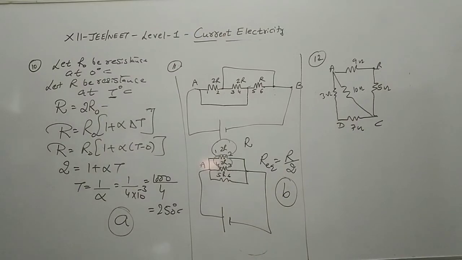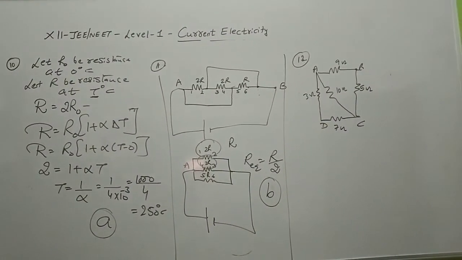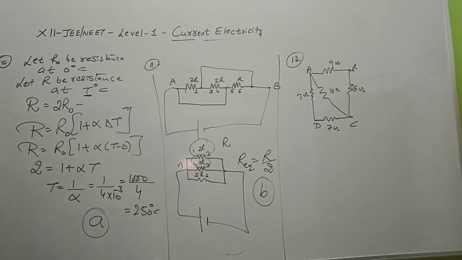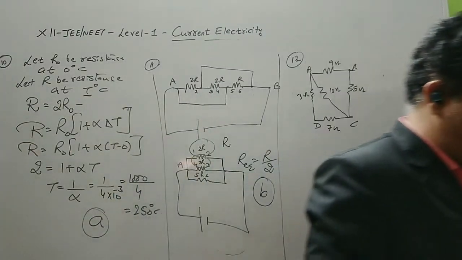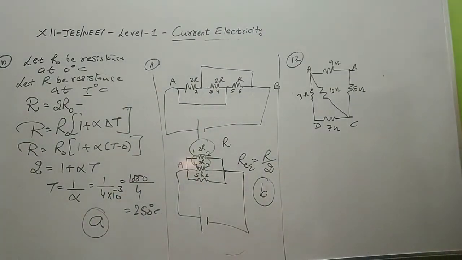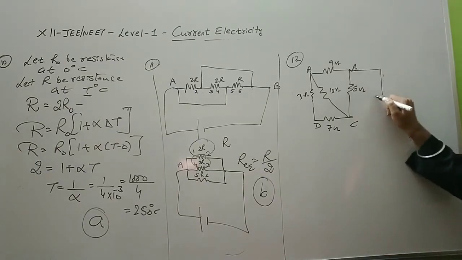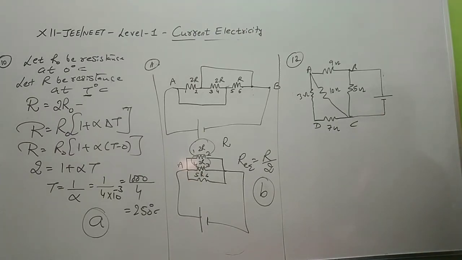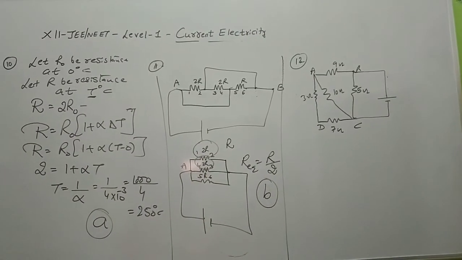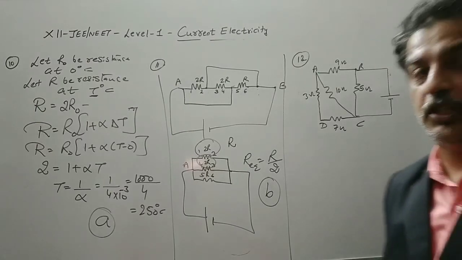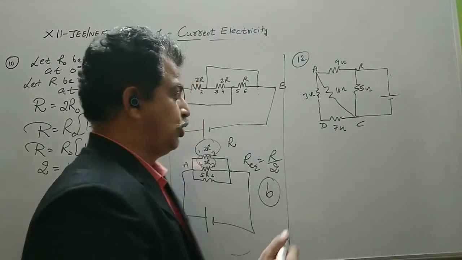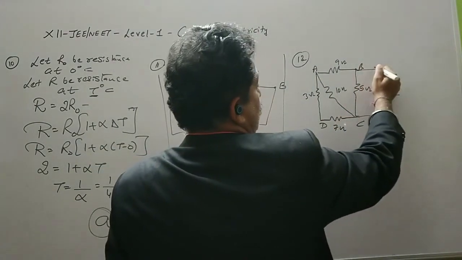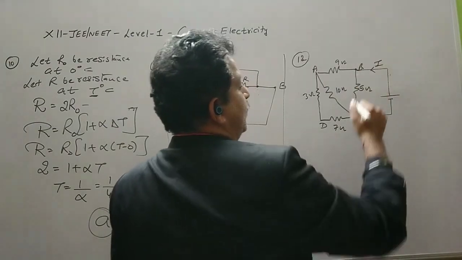Now come to the last MCQ, that is MCQ number 12. Again we have 5 resistors given. You have to find out the resistance between point B and C. So we connect a battery between point B and C. Now in order to understand whether it is a series combination or parallel combination, we can do the distribution of the current. Let the current from the positive terminal come out to be I.